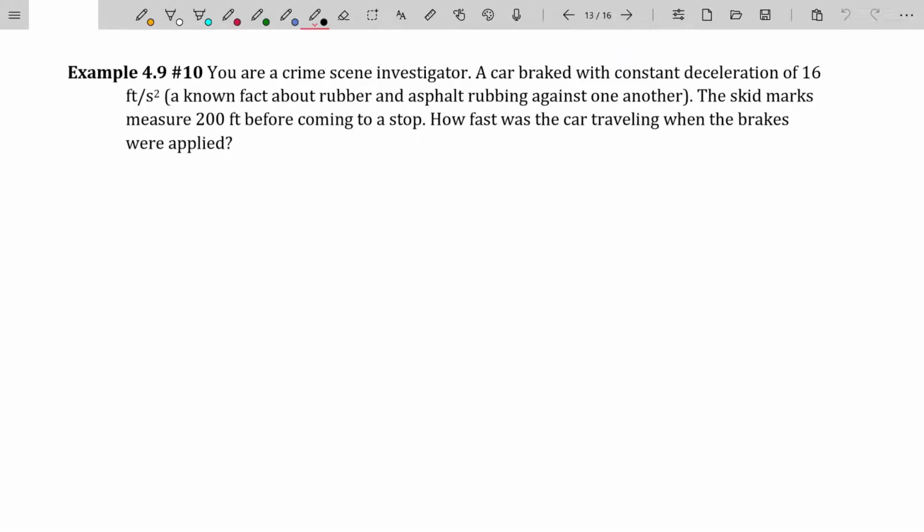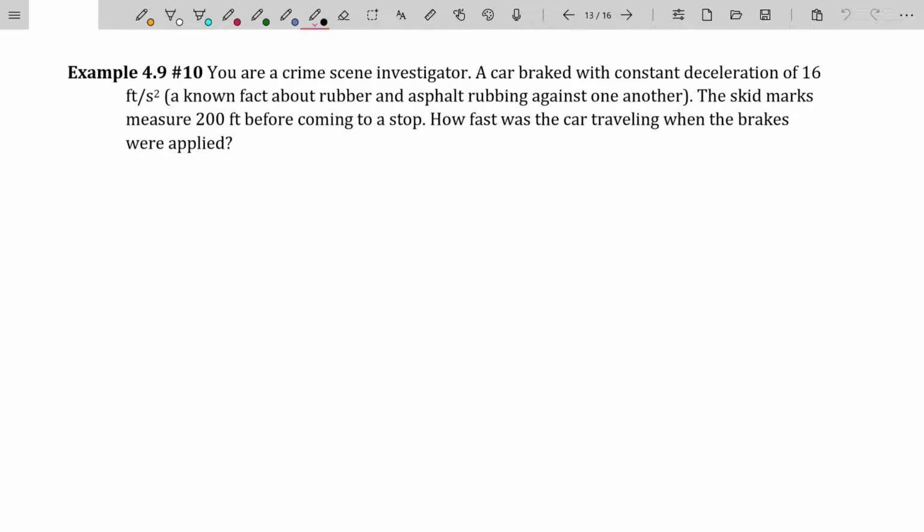And now we arrive at one of my favorite problems of the semester. This is just a fun problem, and it's a great use of antidifferentiation. It's also the last problem in this video. You're a crime scene investigator. Dun dun. That's the sound every CSI makes, I think. A car braked with constant deceleration of 16 feet per second squared.